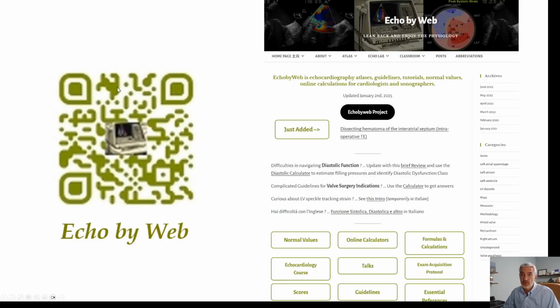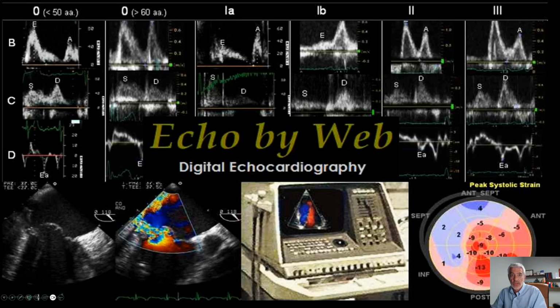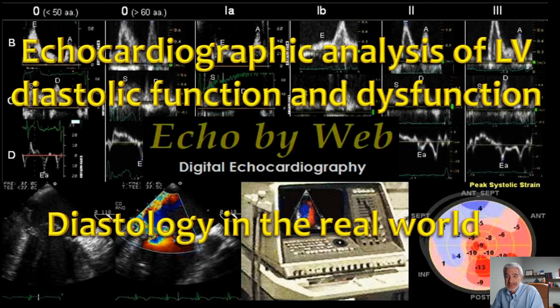Here, you can see the QR code to access the Echo by Web site, for example, on your cell phone right away. The topic of this series of talks, which spans 6 videos, is the echocardiographic analysis of left ventricular diastolic function and dysfunction as seen in the real world. It is a fast, synthetic, basic approach to this topic, which is quite large, and I will provide further on a large video with a more detailed, in-depth approach.